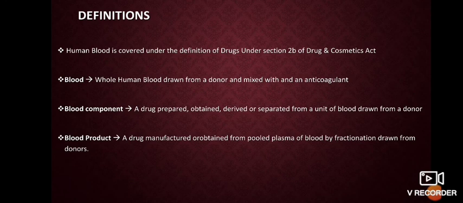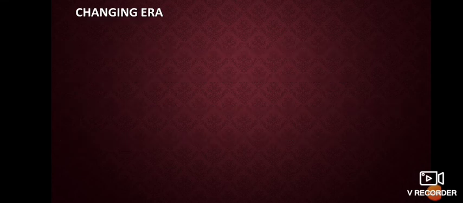And blood is defined under section 2B of the Drugs and Cosmetics Act in India, and it says that blood is a whole blood component that is being drawn from a donor and mixed with an anticoagulant. And component is something which they mention as a drug that is being prepared, obtained, derived or separated from a unit of blood drawn from a donor. Blood product is something which is manufactured from pooled plasma of blood by fractionation drawn from donors.